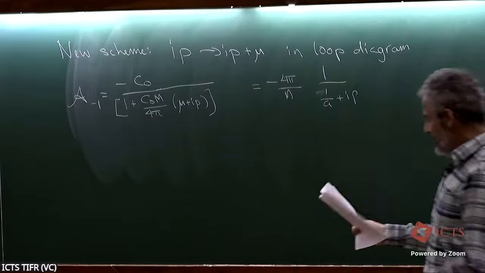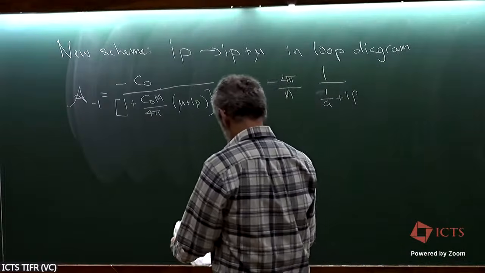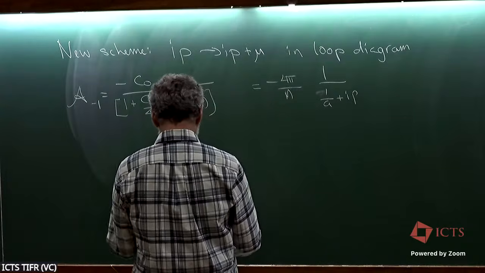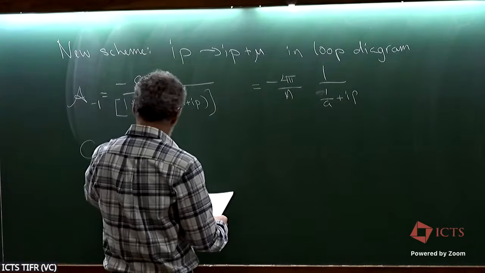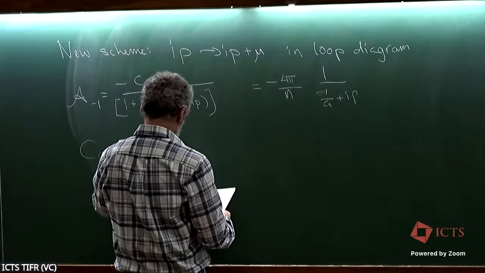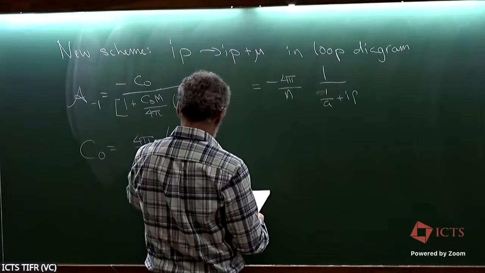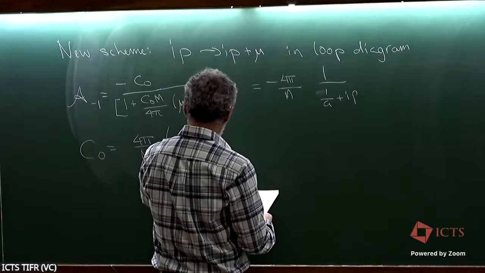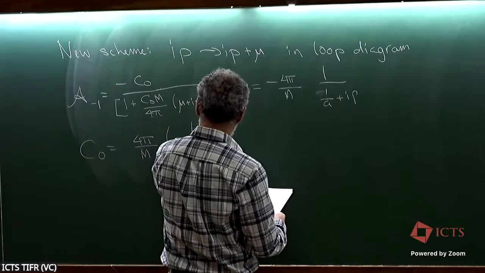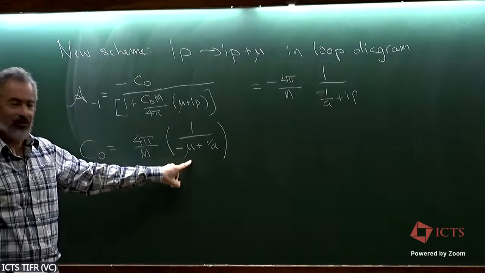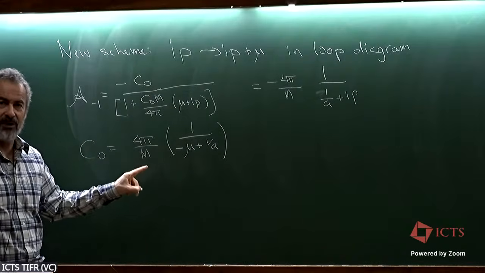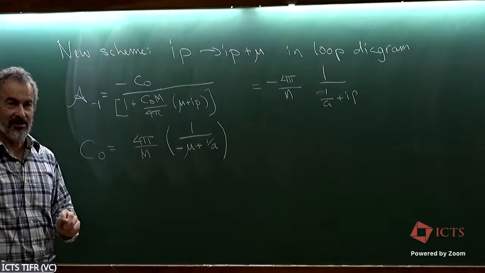Okay, and when you do that, you find that in this scheme, C naught is equal to 4 pi over M times 1 over minus mu plus 1 over A. And so if you set mu to 0, you get our old result, 4 pi A over M. In the new scheme, you get this, okay?